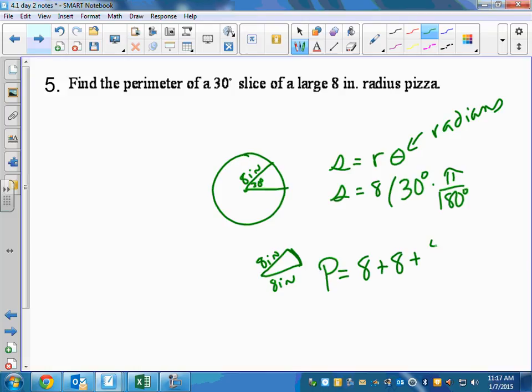So this is like 4 pi thirds. Unless you multiply pi out and give a decimal, the exact answer here would be 16 plus 4 pi thirds inches. You don't have to close the end. I also did 1/30. So if you multiply 8 times 1/30, it doesn't matter. I was just doing my conversion. Don't forget that to do arc length, it has to be in radians. If you leave it in degrees, you're going to get the wrong answer.